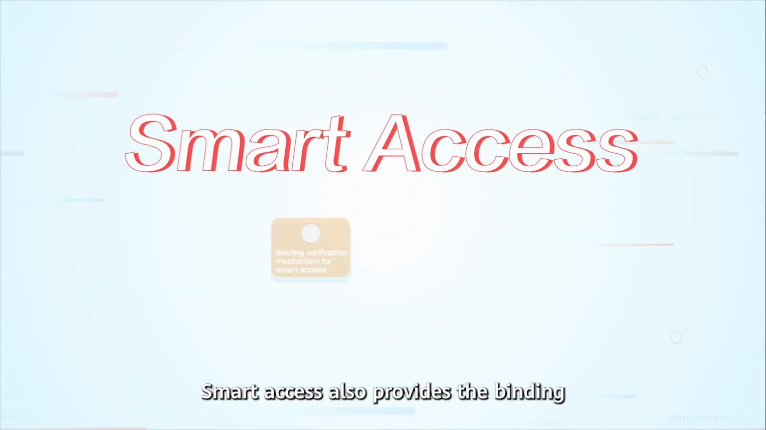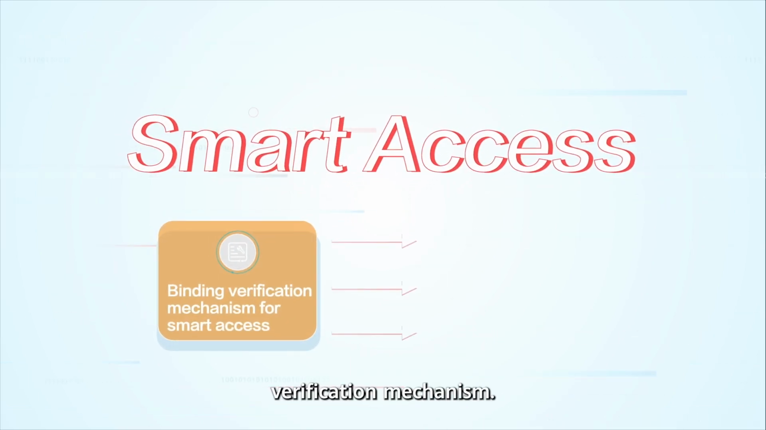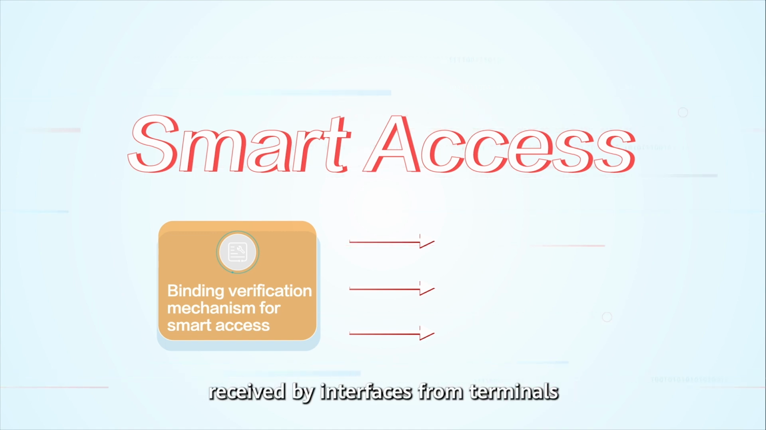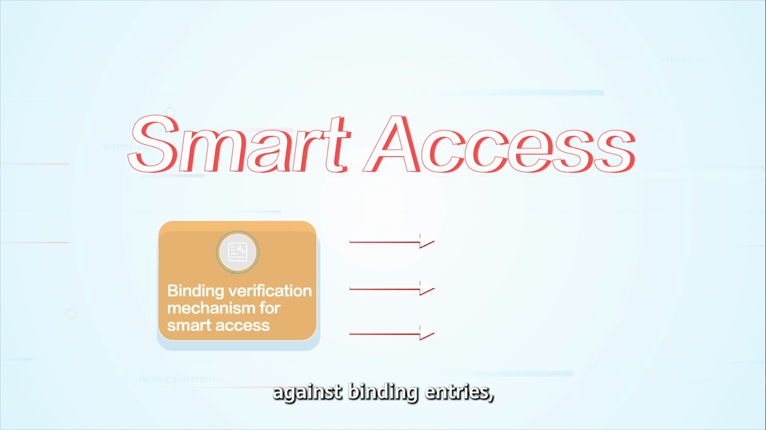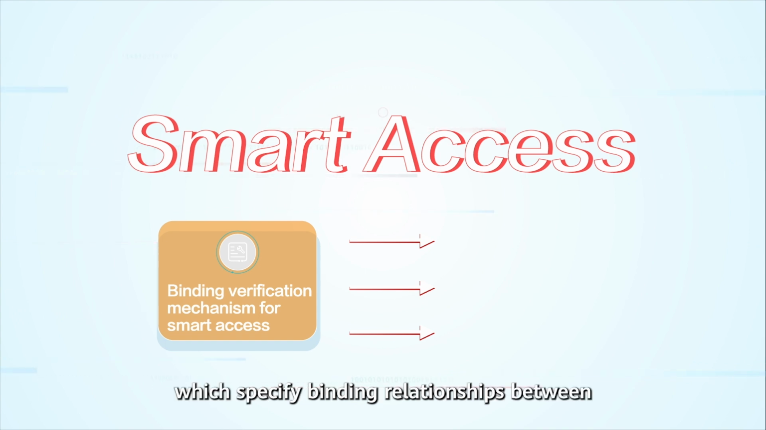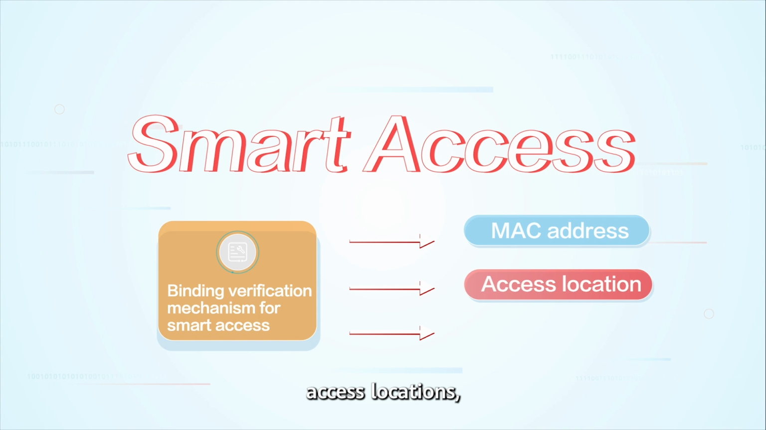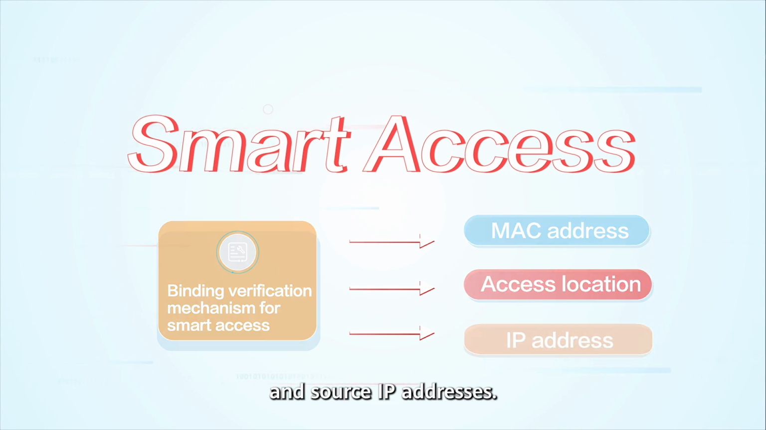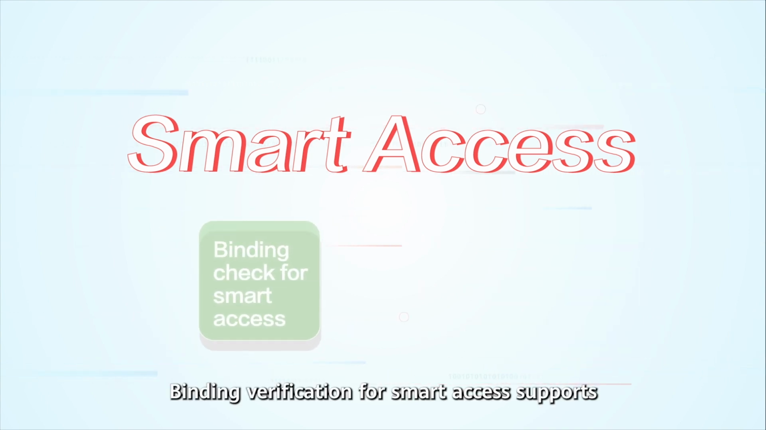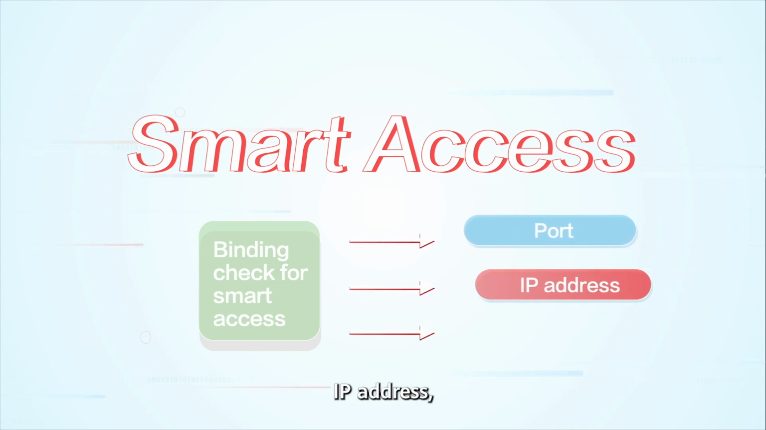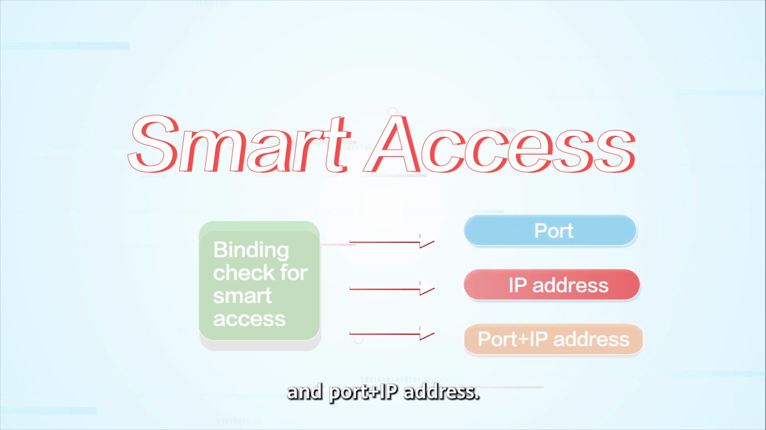Smart Access also provides the binding verification mechanism. The mechanism matches authentication packets received by interfaces from terminals against binding entries, which specify binding relationships between source MAC addresses, access locations, and source IP addresses. Binding verification for Smart Access supports three types of check items: port, IP address, and port plus IP address.